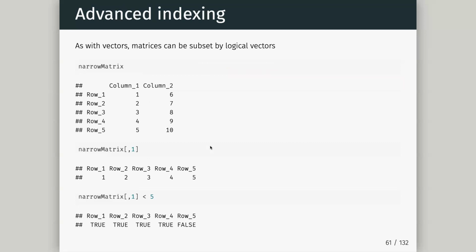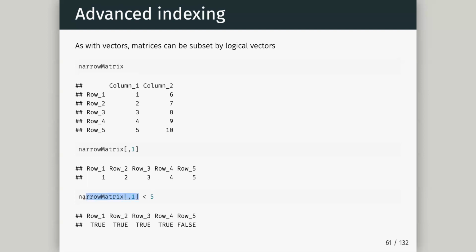As with vectors, matrices can be subset by logical vectors. If I want to pull out the first column of my matrix, I can do that and I'll get the values 1, 2, 5. Then I can also use this to extract a logical vector by taking that column, square brackets 1, the first column, saying which are less than 5. And it's telling me that they're all less than 5 apart from this last row.